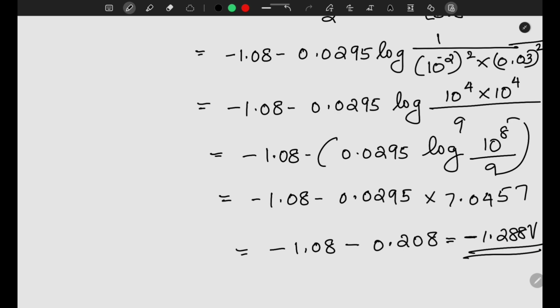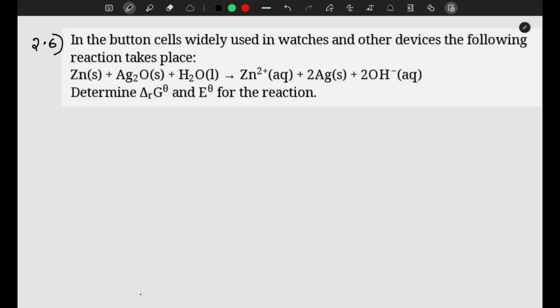So if we have to get a positive E cell value, we have to reverse it. In cells widely used in watches and other devices, the following reaction takes place: Zn + Ag2O + H2O gives Zn2+ + 2Ag + 2OH-. Determine delta G naught and E naught for the reaction.